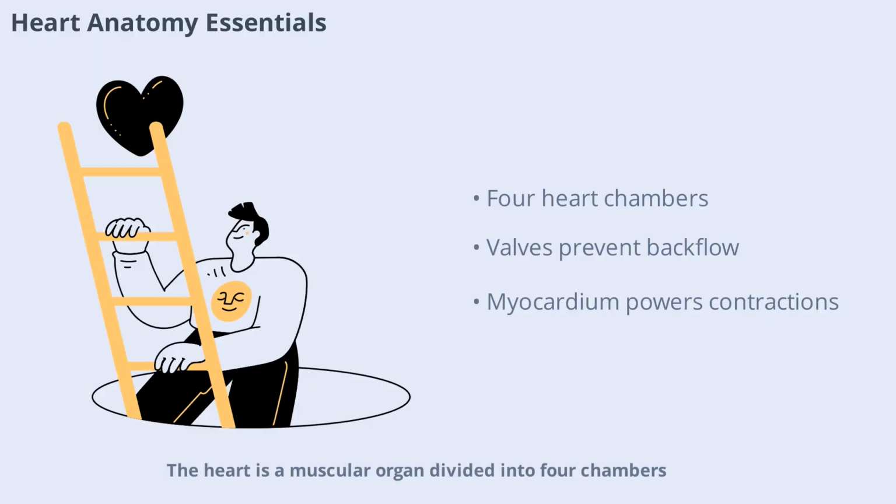The heart is a muscular organ divided into four chambers, two atria and two ventricles. These chambers work together to pump blood efficiently, ensuring that oxygen-rich blood reaches every part of the body. The heart's valves prevent backflow, maintaining a one-way circulation. Its walls, especially the myocardium, are thick and strong, enabling powerful contractions. Understanding this structure helps us appreciate how the heart functions and why certain diseases can disrupt its delicate balance.